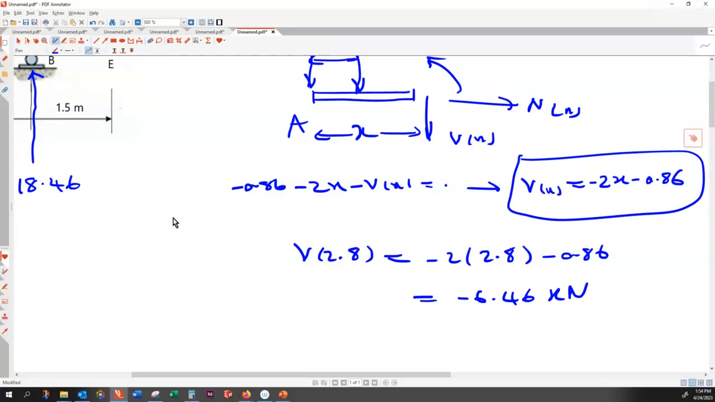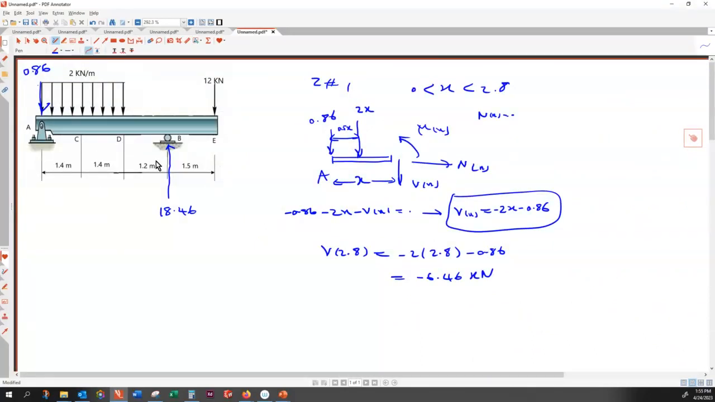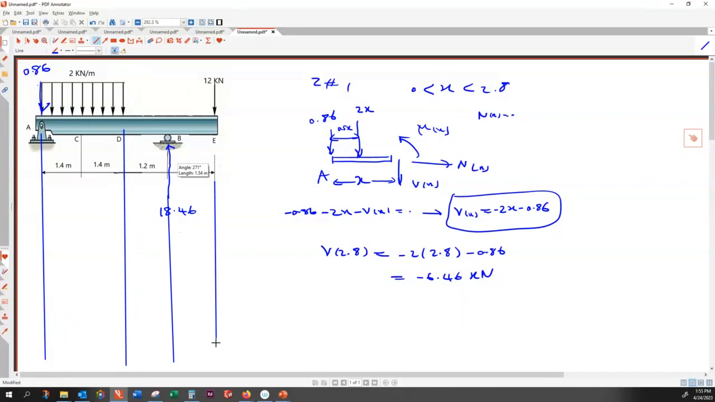So if I want to plot that, V of X starts from minus 0.86, and this is a line with a negative slope. It goes down to minus 6.46.